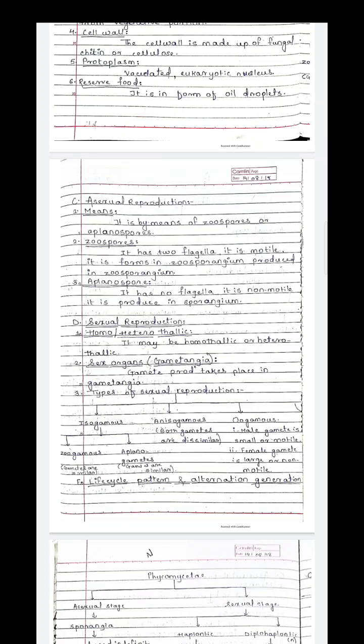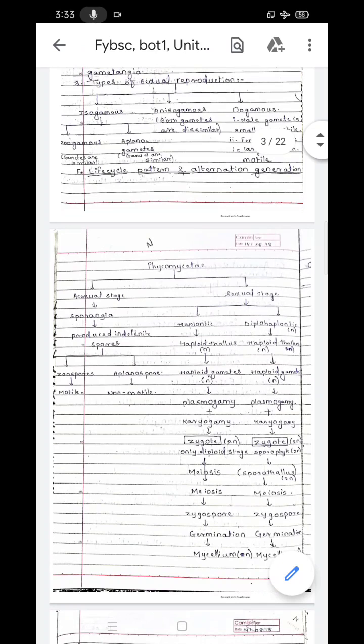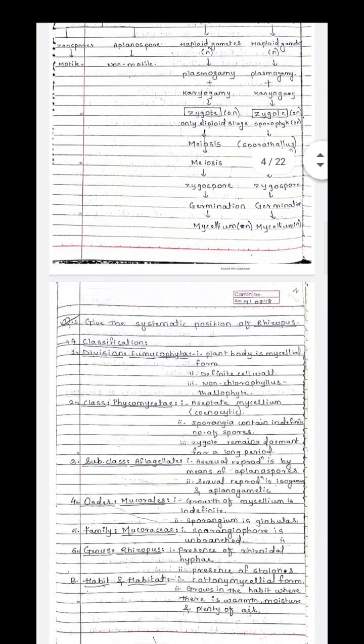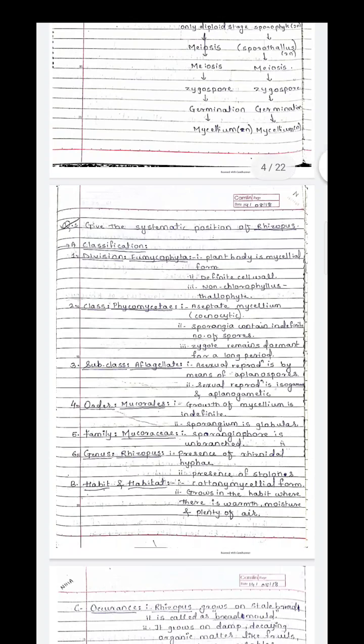So in MCQs, different types of questions may be asked on these different topics or points, that is, what is isogamous, anisogamous and oogamous. So you have to read these points. This is also regarding the sexual stages and asexual stages of the phycomycetes groups. So let's move towards Rhizopus.